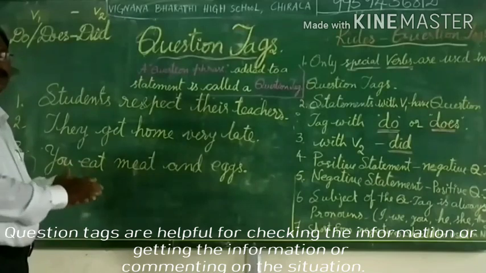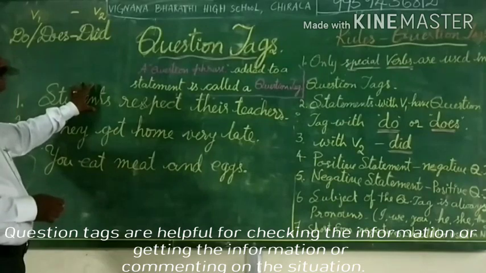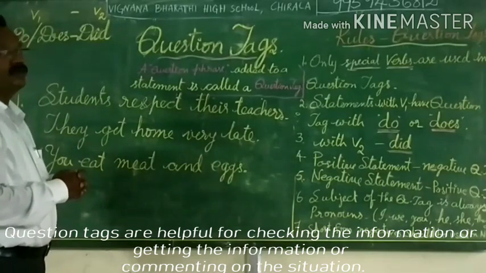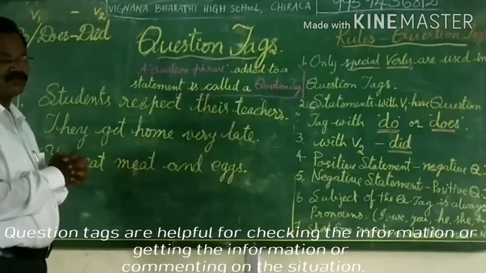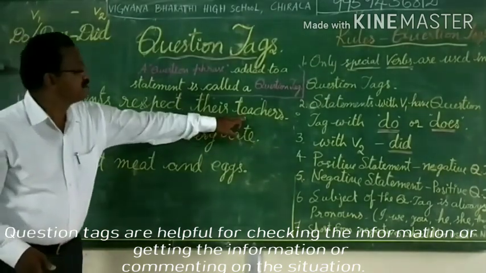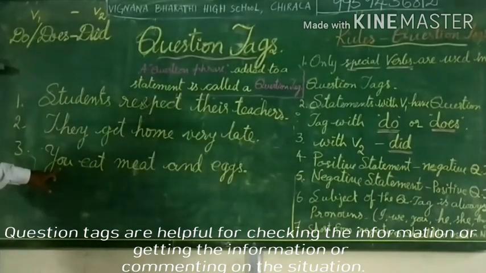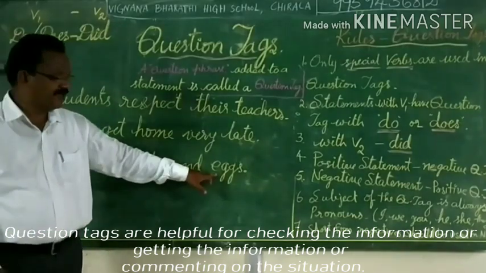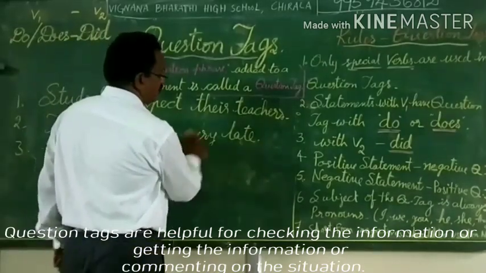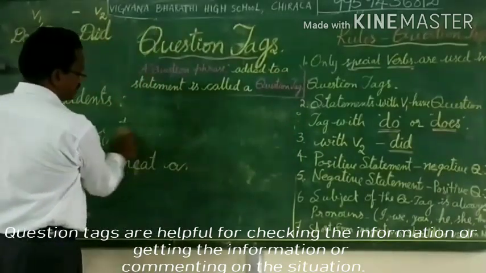So you practice these sentences in different ways. Try to get the question tag for this positive statement. In negative sense, change this same statement into negative, and then get a positive question. Like this, you practice these three: Students respect their teachers. They get home very late. And you eat meat and eggs. These three sentences are for you to practice well in your leisure time by using the set of rules for making question tags.